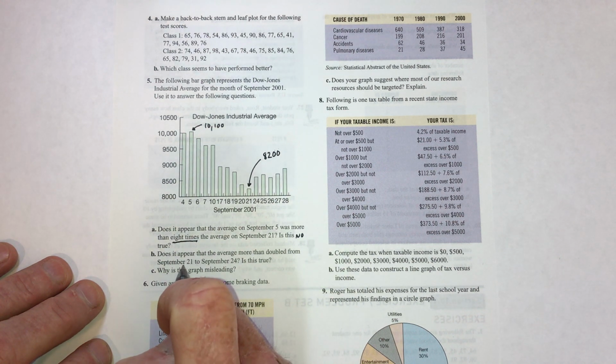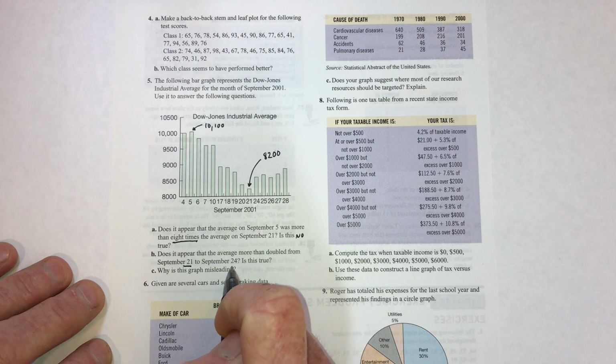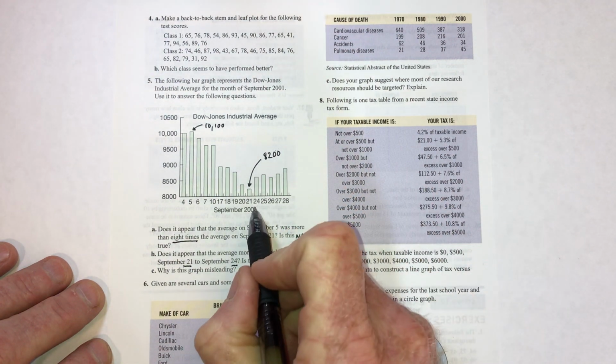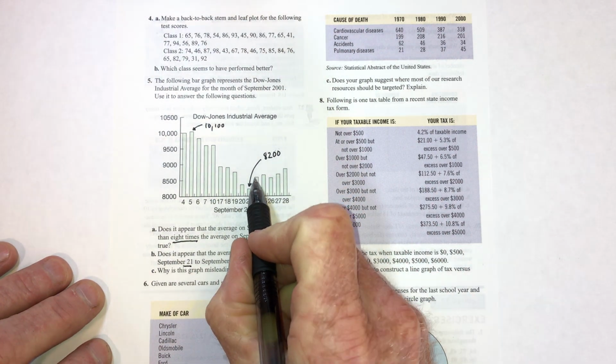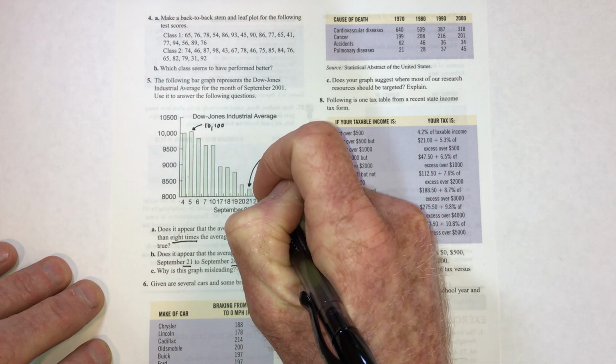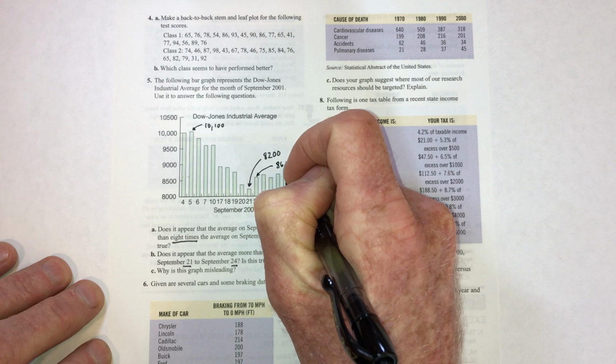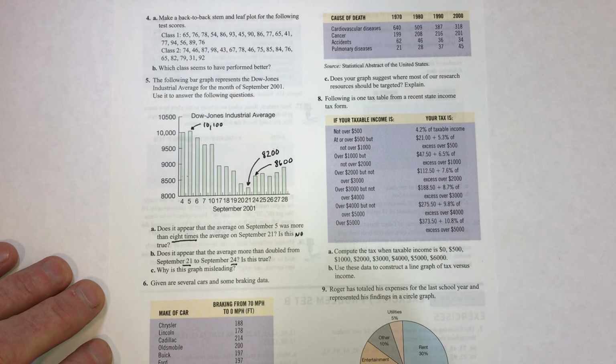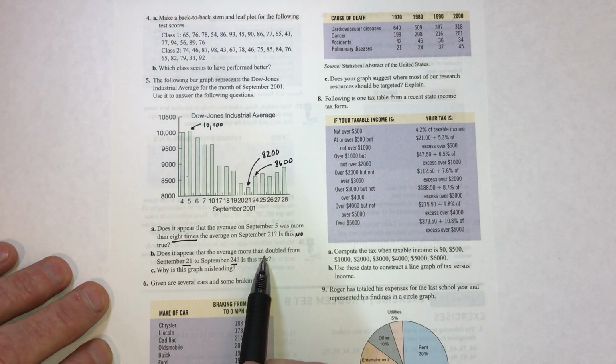So next, they say compare September 21st to the 24th. So here's the 24th, and that looks like it's a little bit bigger than 8,500. I'm going to go with, I think that's 8,600. So does it look like it doubled?